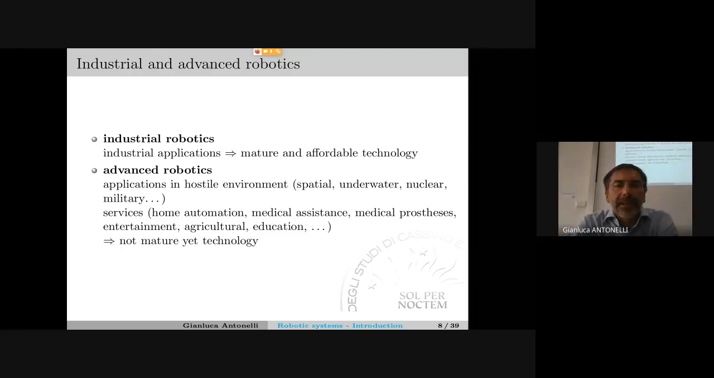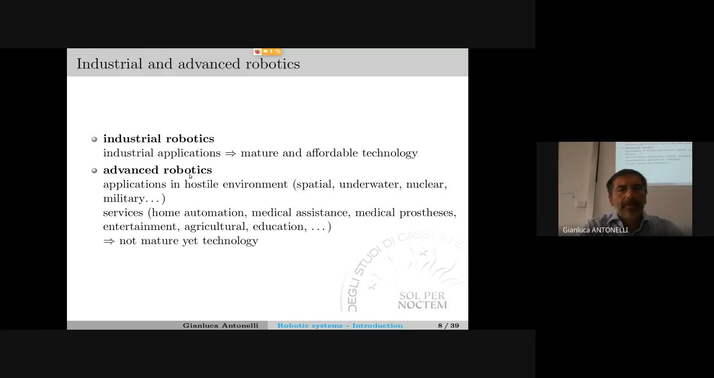Okay. We usually separate robotics into industrial and advanced. Industrial applications, of course, are a kind of mature and affordable technology. You can buy a robot. You can buy a way of teaching the robot. You can be more or less safe when you use the robot. And you know what's going to happen.